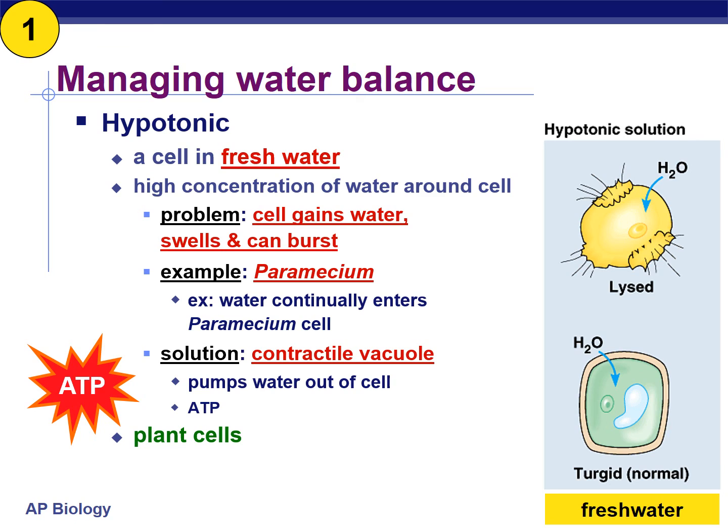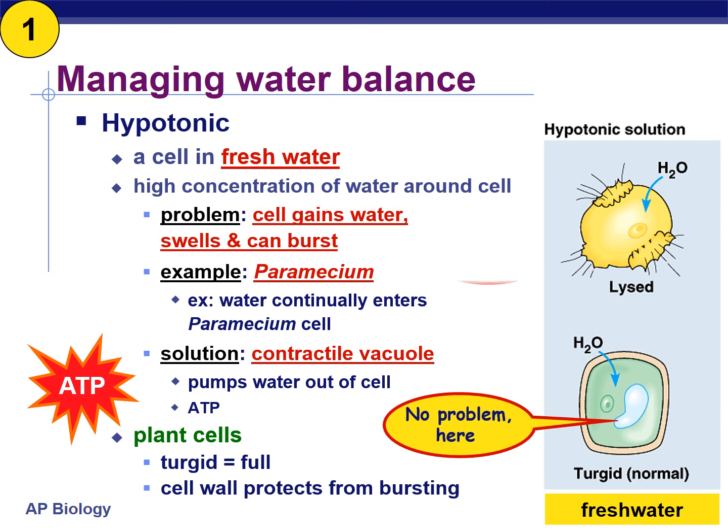Plant cells, on the other hand, they like this, right? They want this. So when they are full, when they're in a hypotonic solution, it actually gives them some structure. Like I said, it holds them up against gravity.